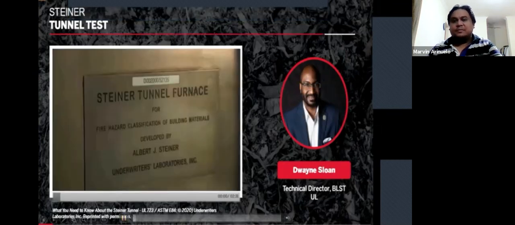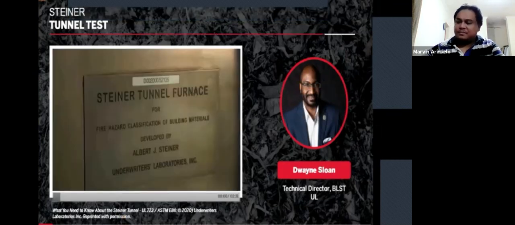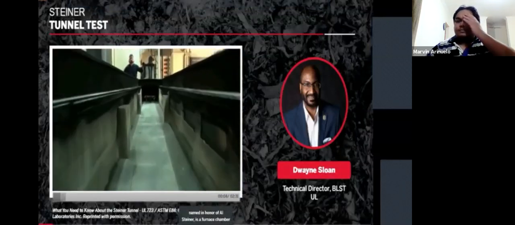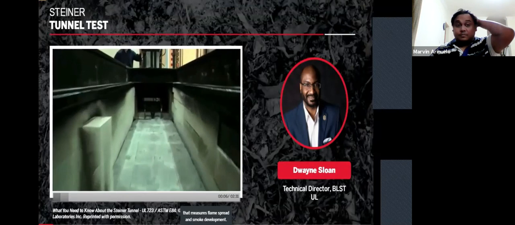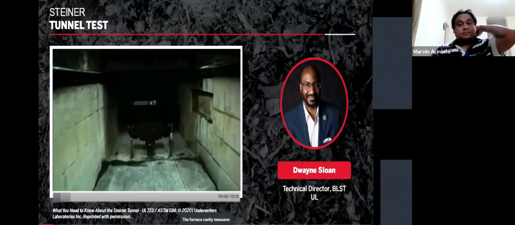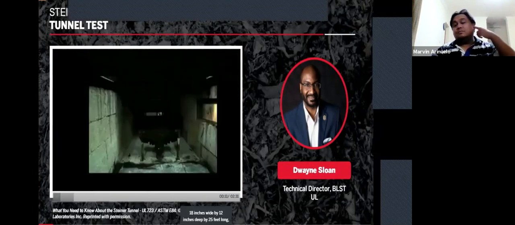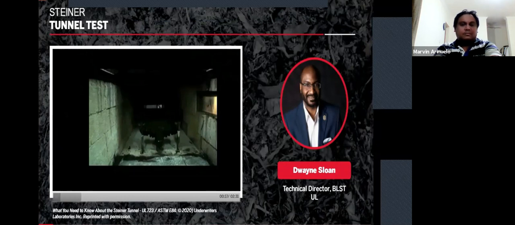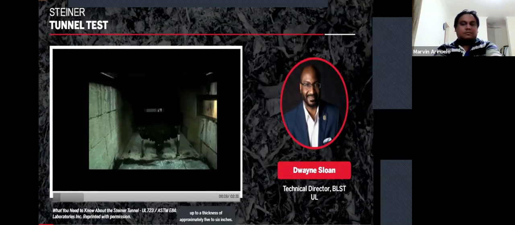Several tests have been developed to try to predict the behavior of interior finished products in a fire. Let's learn about one of them. The Steiner tunnel, named in honor of Al Steiner, is a furnace chamber that measures flame spread and smoke development. The furnace cavity measures 18 inches wide by 12 inches deep by 25 feet long, and it has windows along the length for observation of the flame. Samples can be tested up to a thickness of approximately 5 to 6 inches.